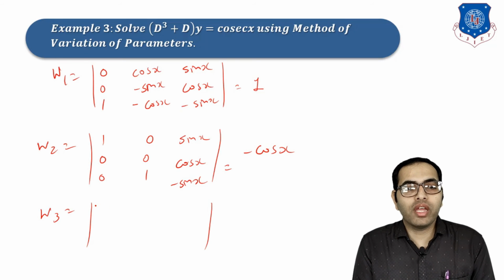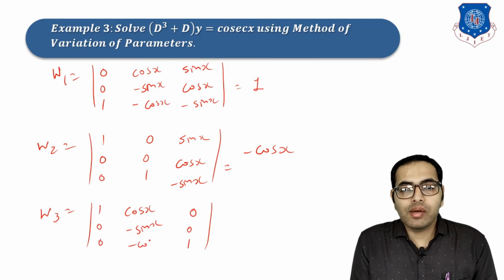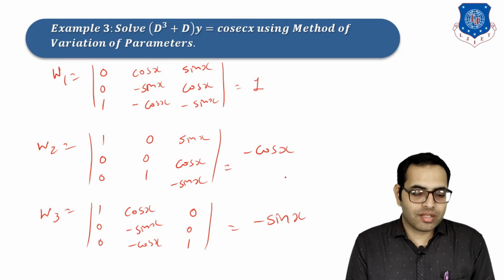Similarly for the w3, we substitute the 0 0 1 in the last column, first and second columns are the same as w, then cos, first column is 1 0 0, second column is cos x, minus sin x, minus cos x. Expanding this determinant, that will give you minus sin x.